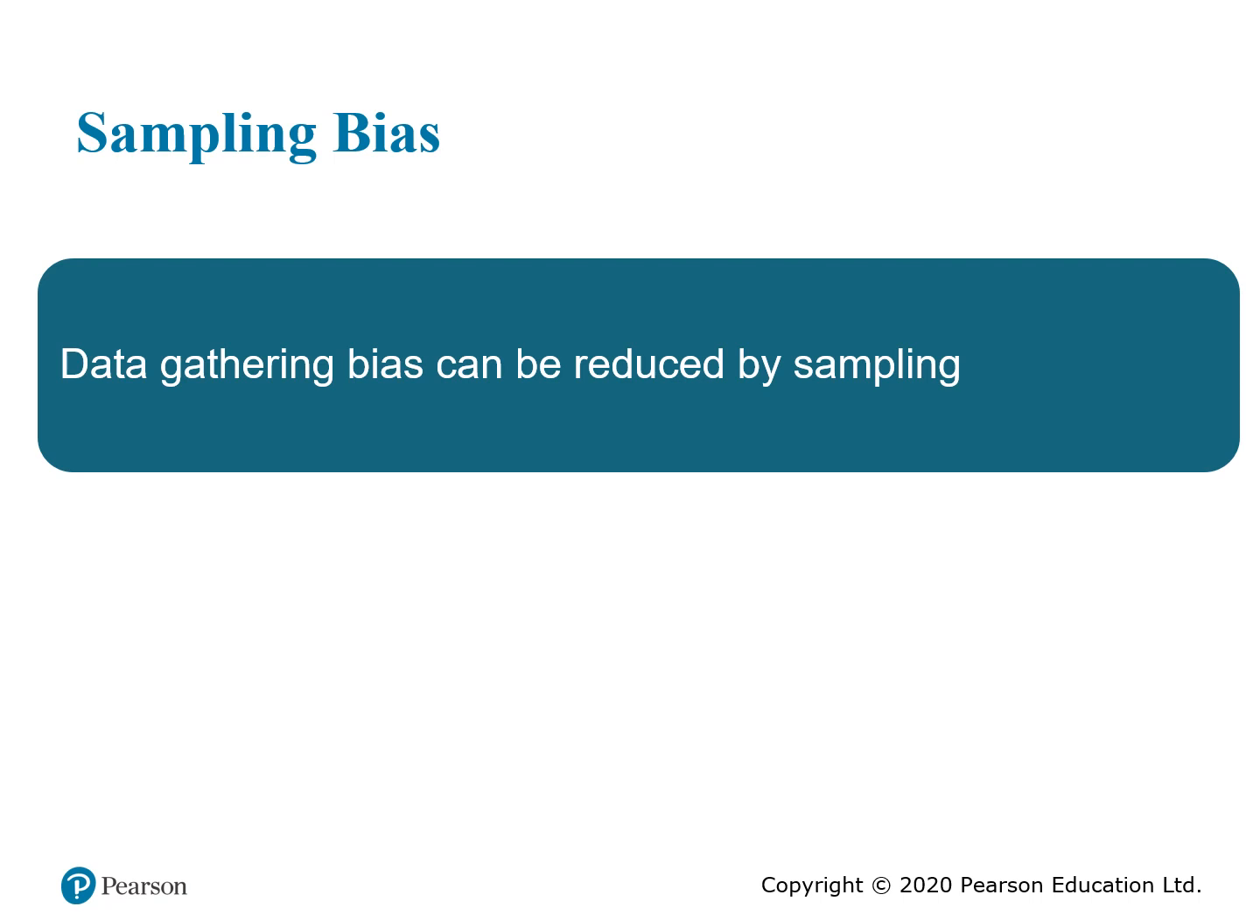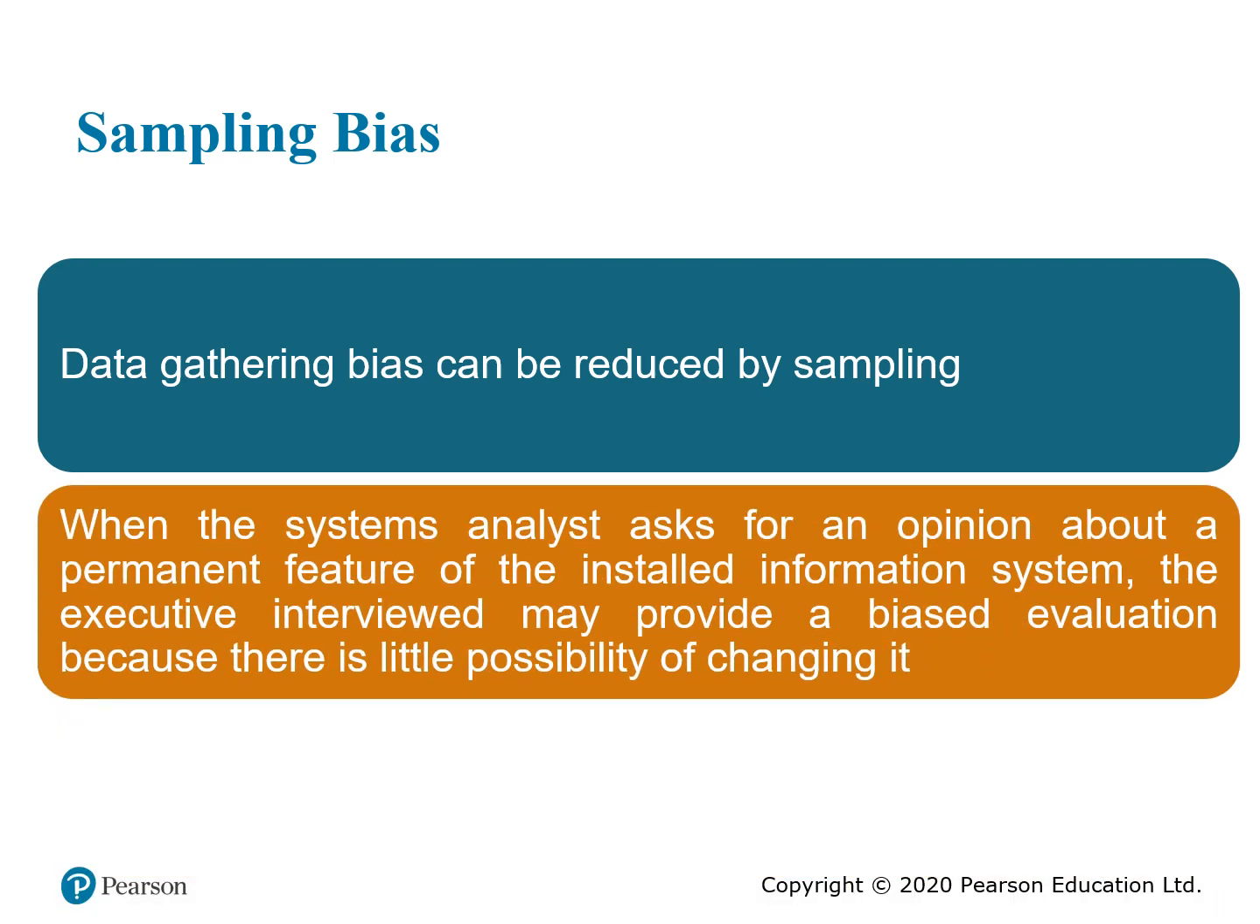Then the bias, sampling bias, as we said, reason number 4: data gathering bias can be reduced by sampling. When the systems analyst asks for an opinion about the permanent features of the installed information system, the executive interviewed may provide a biased evaluation because there is little possibility of changing it.